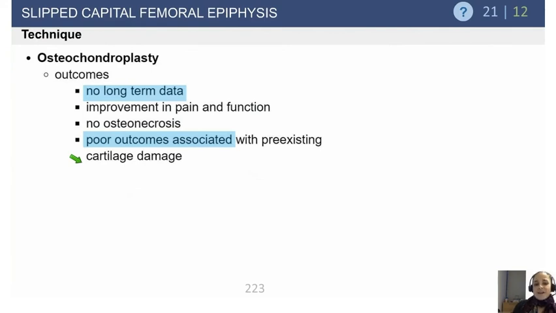We don't really have much long-term data on how these patients do. It does improve their pain and function immediately, but most of these patients with slips have pre-existing cartilage damage from the time of the injury and from ongoing impingement, and those patients tend to have poorer outcomes.